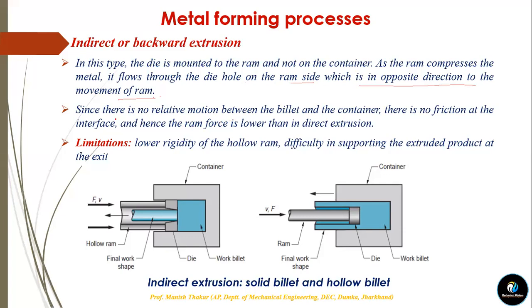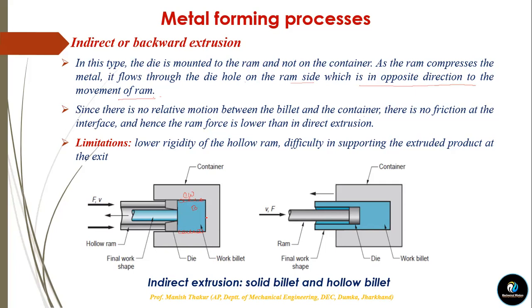Okay. Look at this here, second line, there is no relative motion between the billet and the container, right? This is the container surface, container wall, and this is the billet. This is the surface of contact, right? You can see that there is no movement, no relative movement between the die and the container.